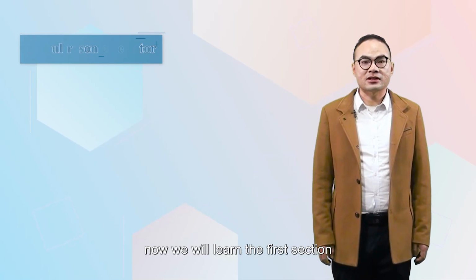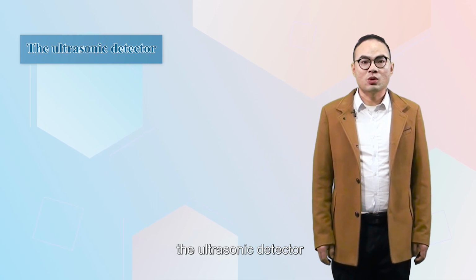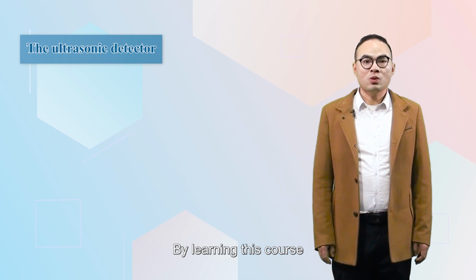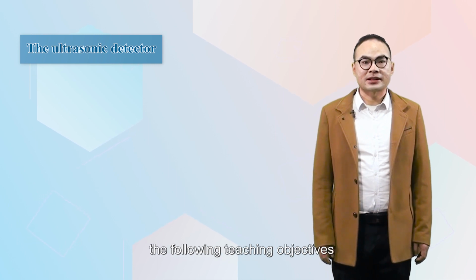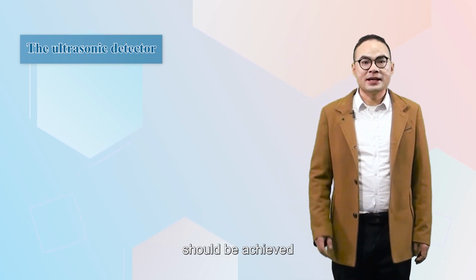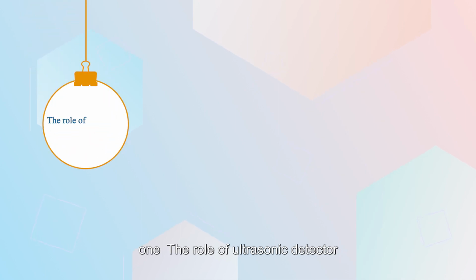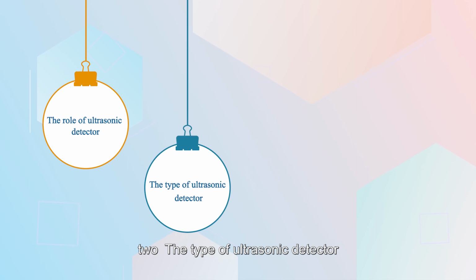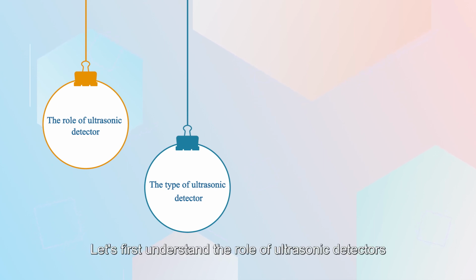Now, we will learn the first section, the ultrasonic detector. By learning this course, the following teaching objectives should be achieved. 1. The role of the ultrasonic detector. 2. The types of ultrasonic detector. Let's first understand the role of ultrasonic detectors.